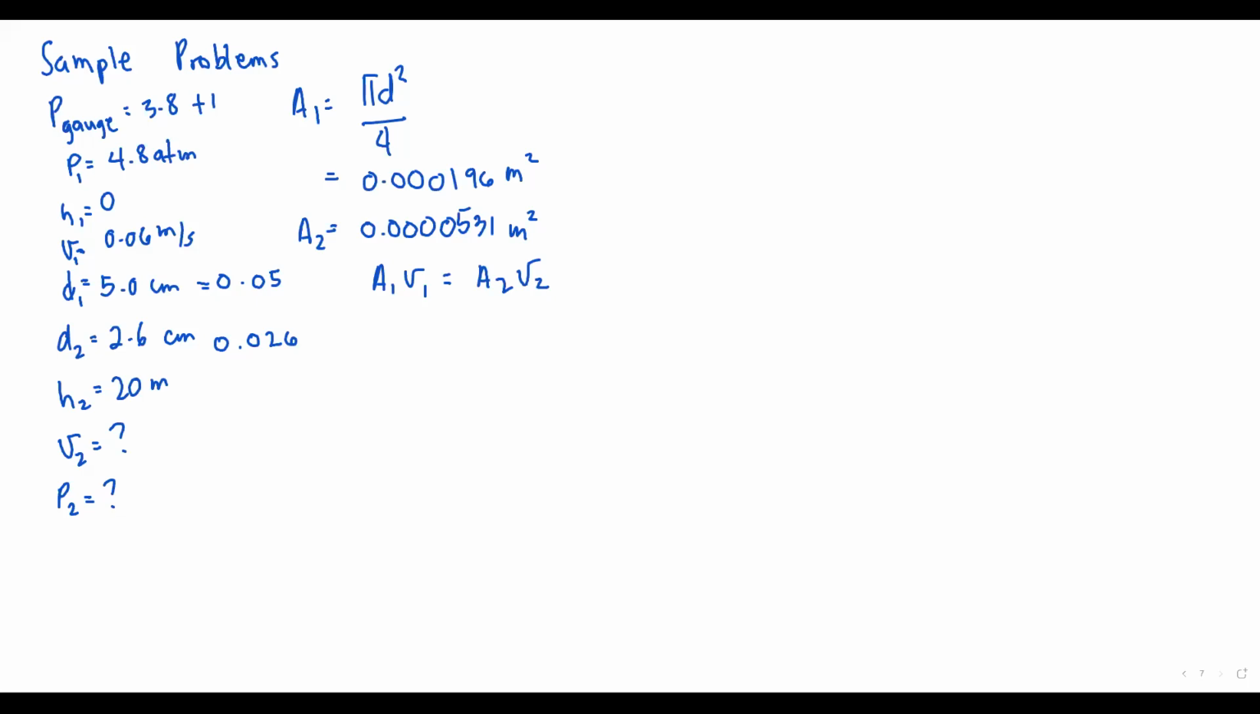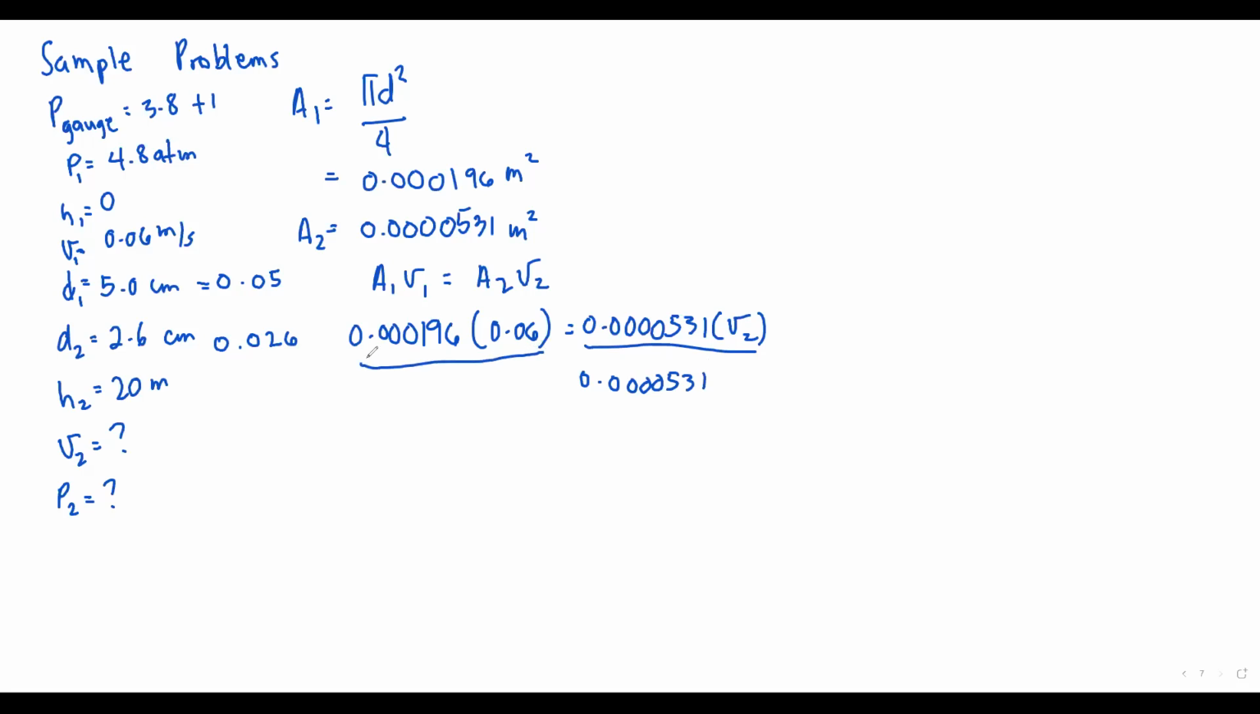Okay? So from here, from that, we can now solve for V2. So magiging 0.001964 multiplied by velocity 1, 0.06 is equals to 0.000531 multiplied by V2. Divide both sides ng 0.000531. Ayan. So mapapansin nyo guys, dahil lumiit yung diameter natin, technically, bibilis siya. Okay? So dapat ganun yung lalabas sa sagot ha. Dapat bibilis siya.